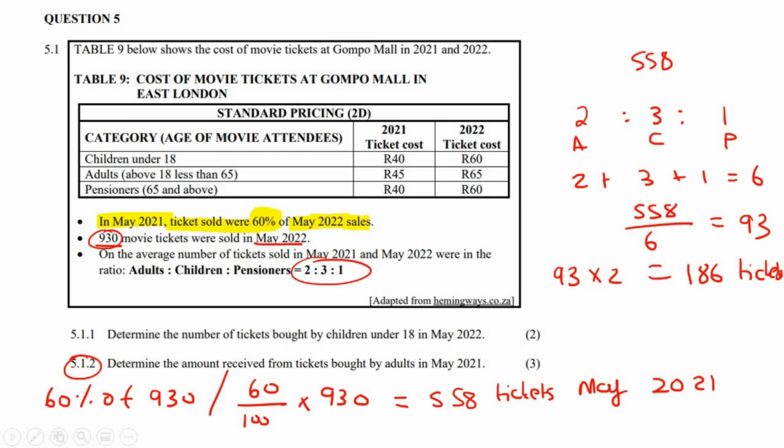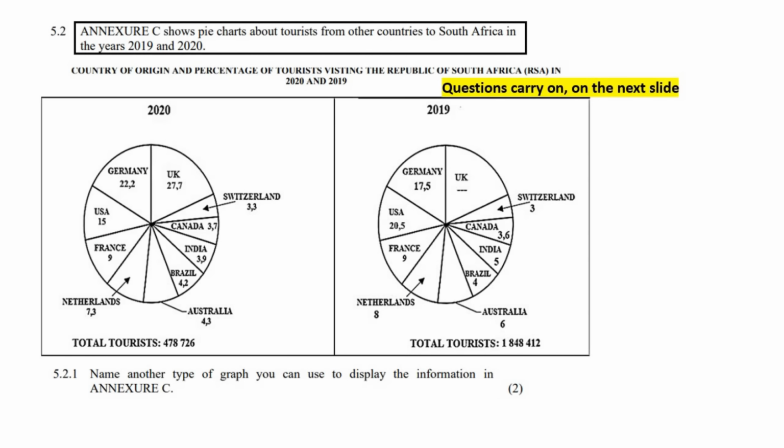Okay, so we know that the number of tickets for adults was 186 in 2021. Now in 2021, how much did adults pay? They paid 45 Rand per ticket. So we could say 186 times 45, and that'll be 8,370 Rand.